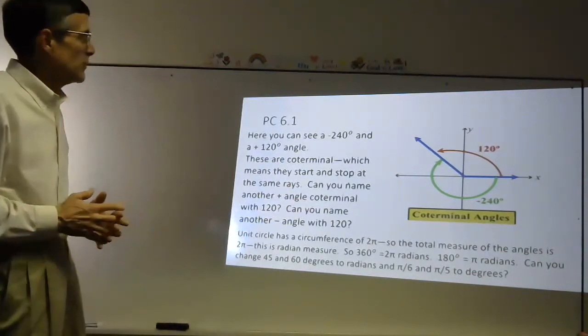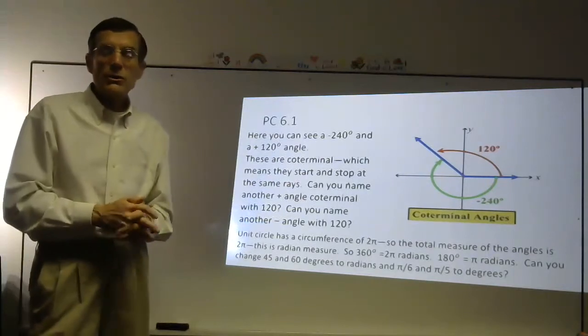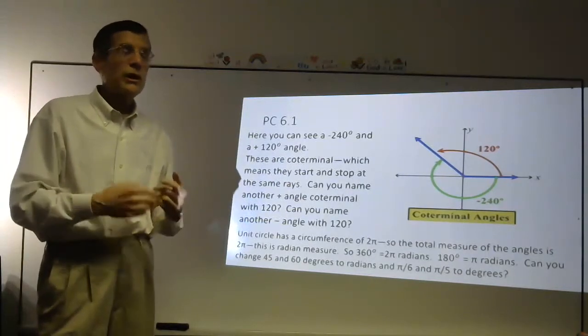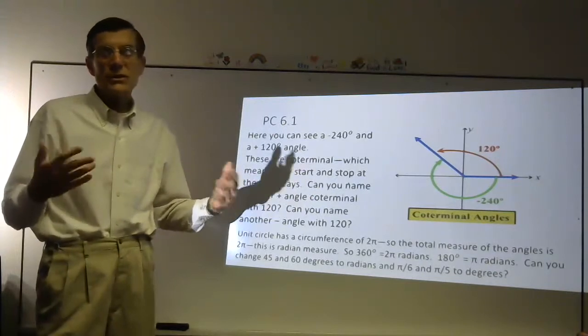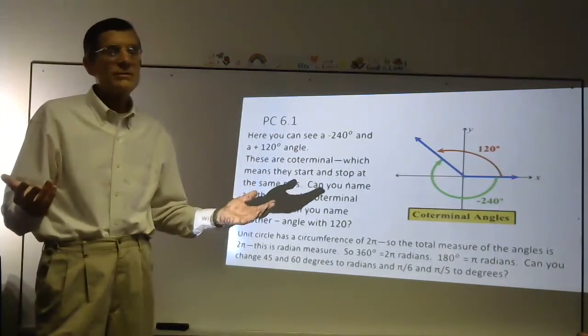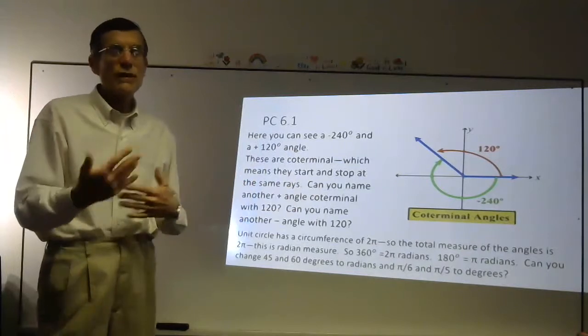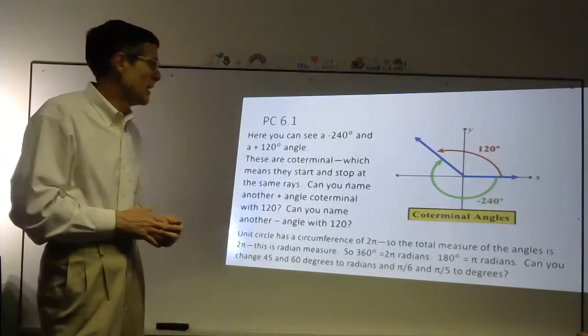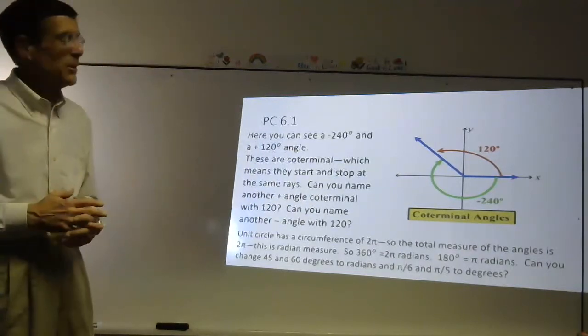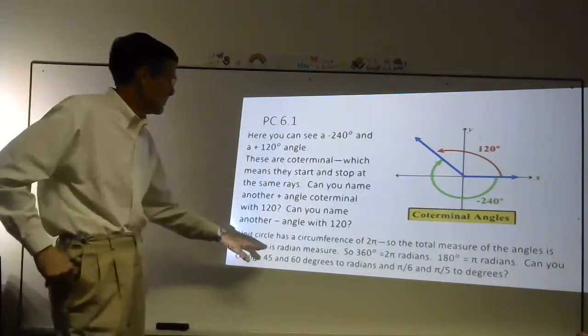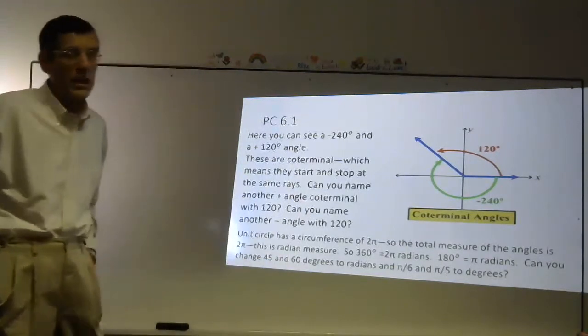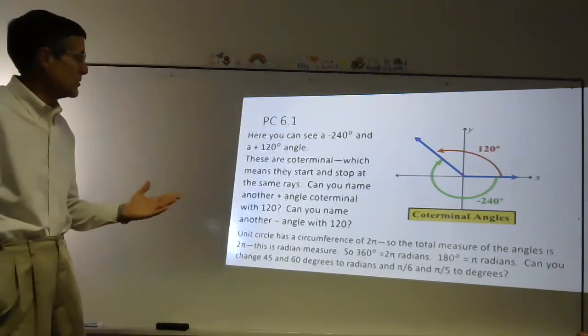The interesting thing is most of the world, as you probably know, works in the metric system. We don't. We work in English: feet, miles, inches, Fahrenheit instead of centigrade. But most of the world works in the metric system, and most mathematicians use radian measure. Now, what is radian measure?